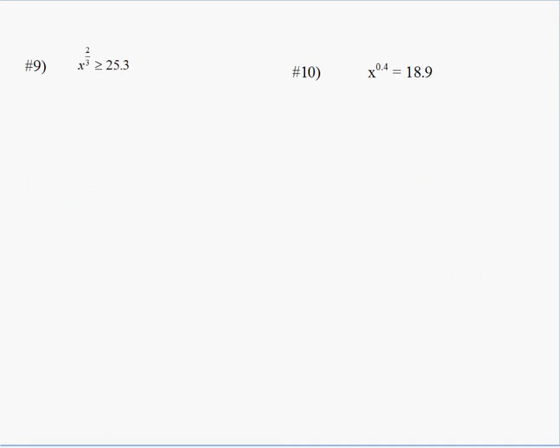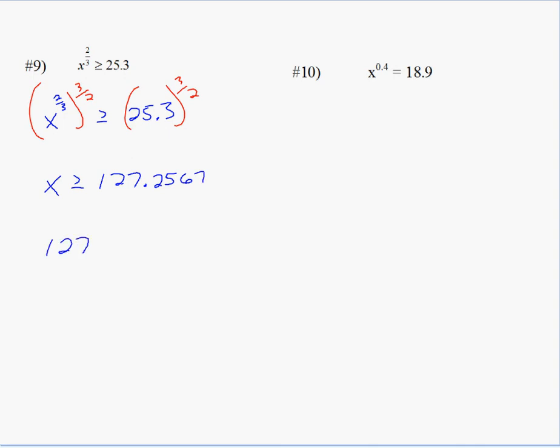Number 9, you don't need logarithms at all. Trying to get x by itself, you have to use logarithms if you have an exponent that's a variable. We don't have that. If we raise both sides to the 3/2, on the left your exponents cancel. On your right, just put it into your calculator and you get 127.2567. Interval notation includes a number, so use a bracket, 127.2567 to infinity.